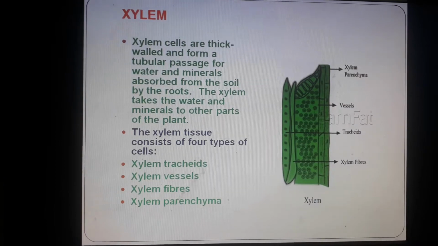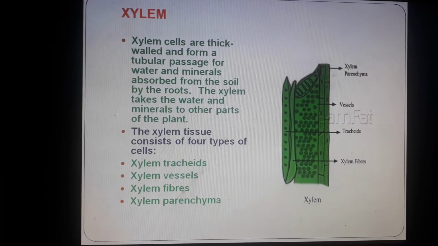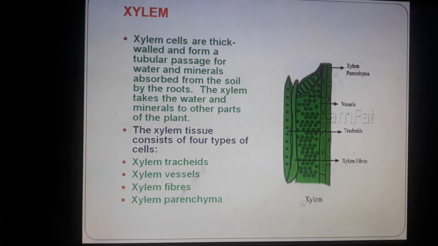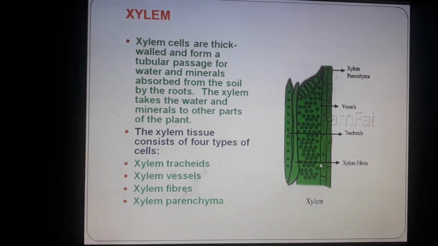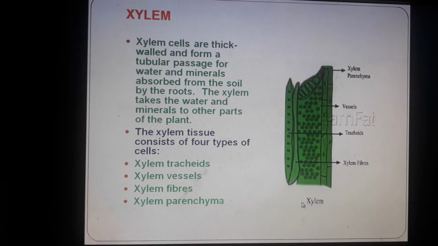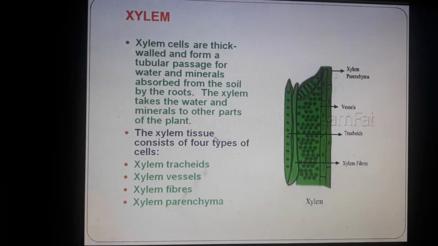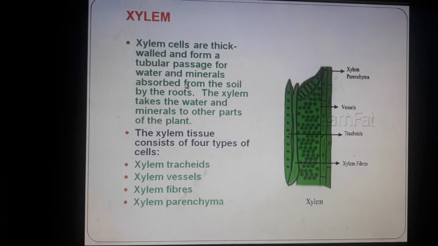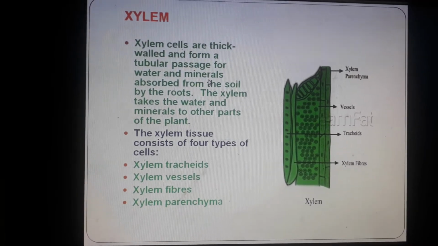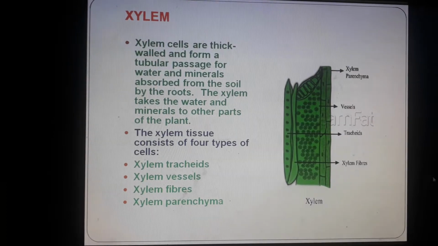Xylem cells are thick-walled and form a tubular passage for water and minerals. So these are the xylem tissues that I have shown here. Xylem cells that are there, they are thick-walled and they form a tubular passage. So their main role is to carry what? Water and minerals. So where does the plant get the water and minerals from?